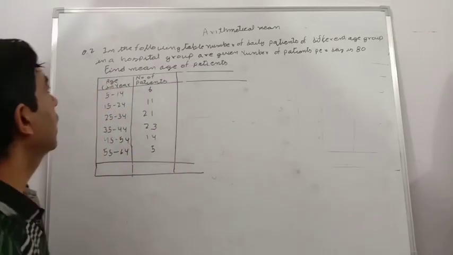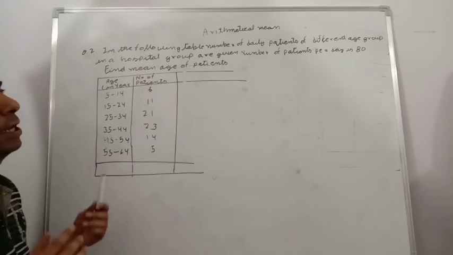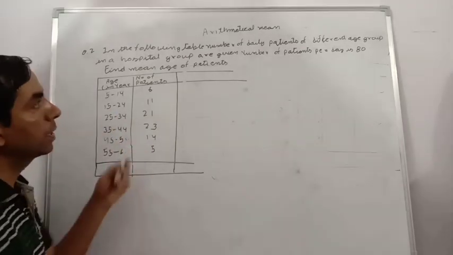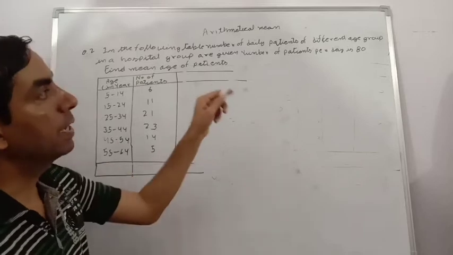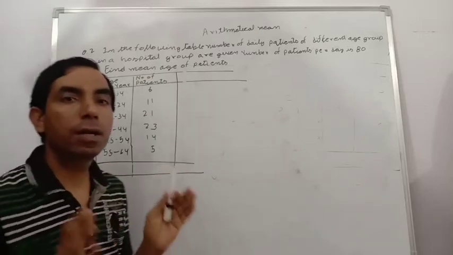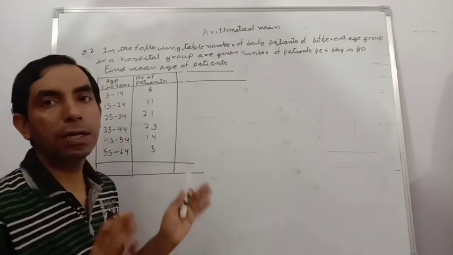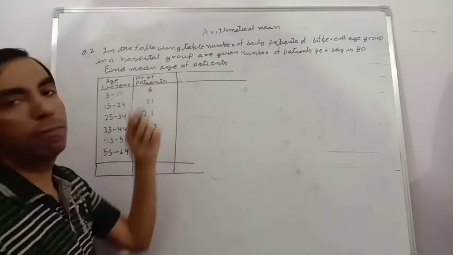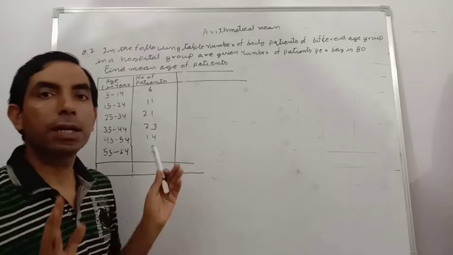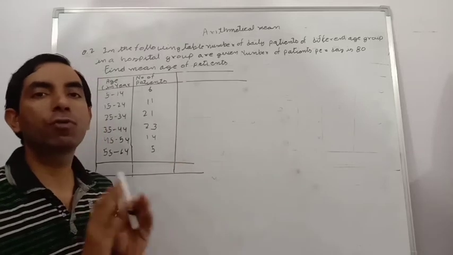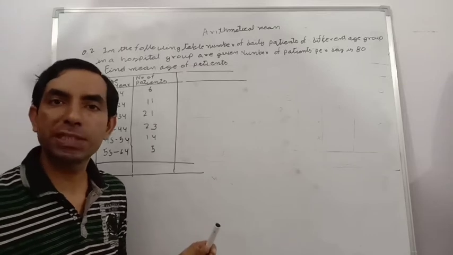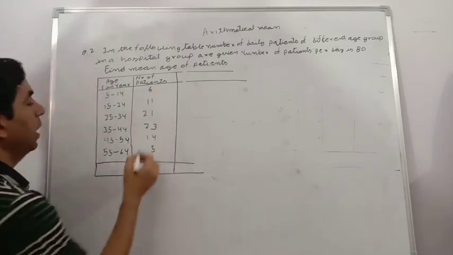Here we have given in the following table the daily patients in different age groups in a hospital. The total number of patients per day is 80. Means per day in the hospital patients are 80. So we have to find the mean age of patients. Generally in a frequency distribution table, grouped and ungrouped, we can find it by summation fx upon summation f. First we find the summation of f.